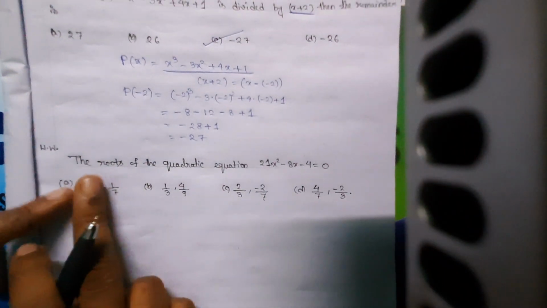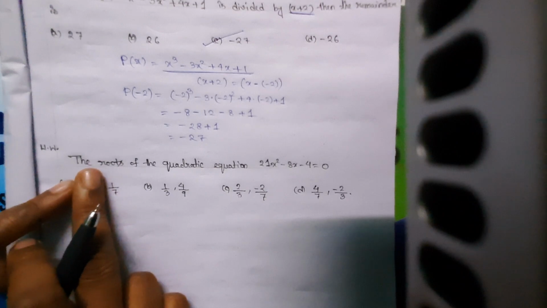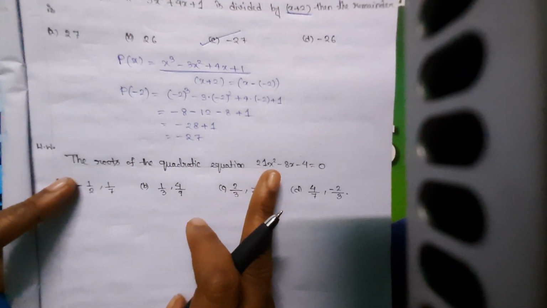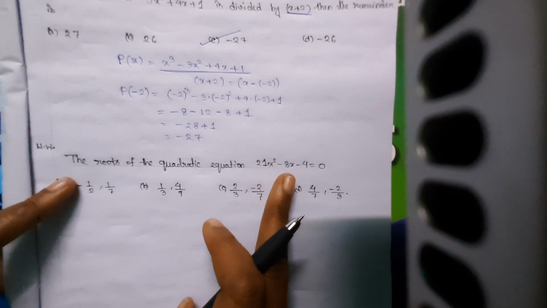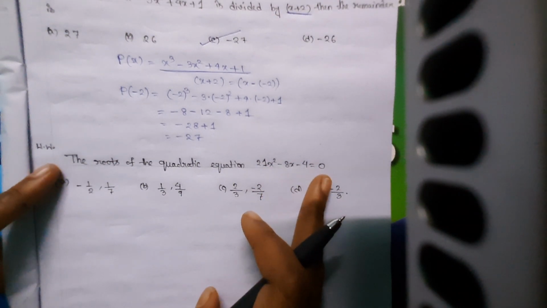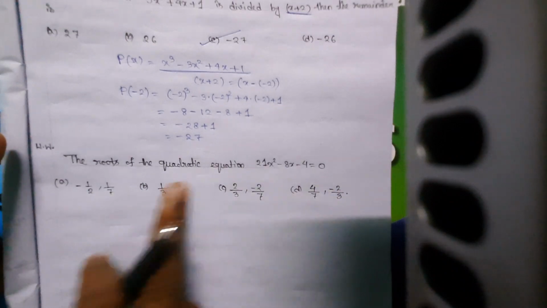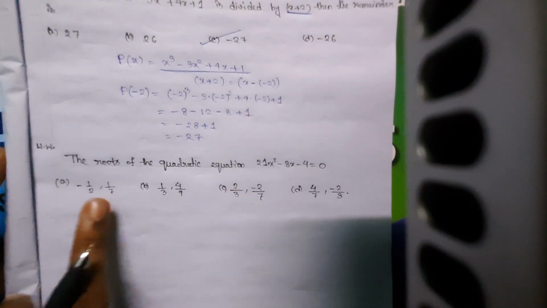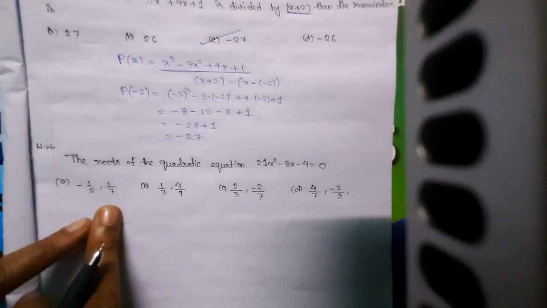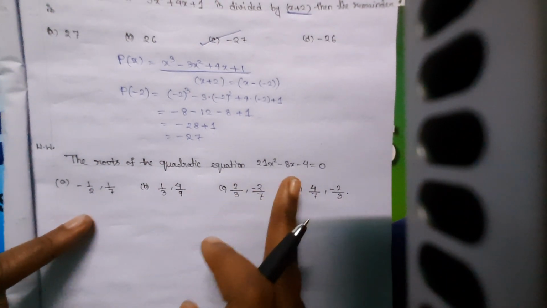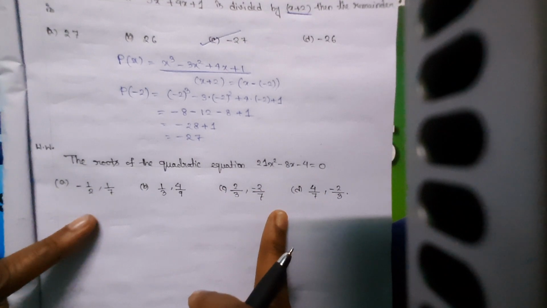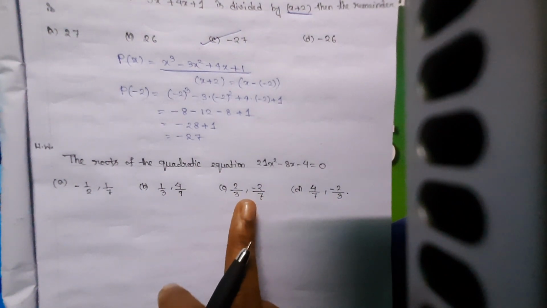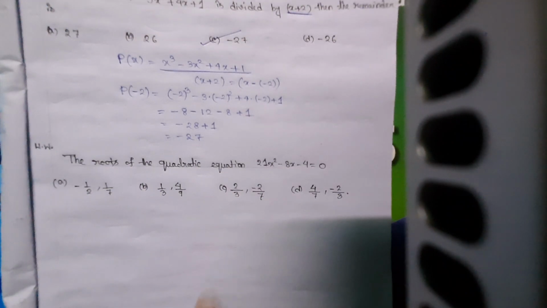Now I give you homework. Find the root of this quadratic equation 21x square minus 8x minus 4 equal to 0, and choose any option from these 4 options. You can solve it and write the answer in the comment section of our channel.